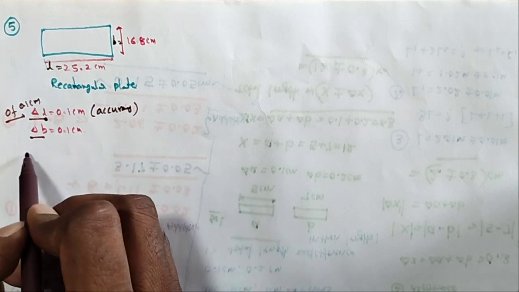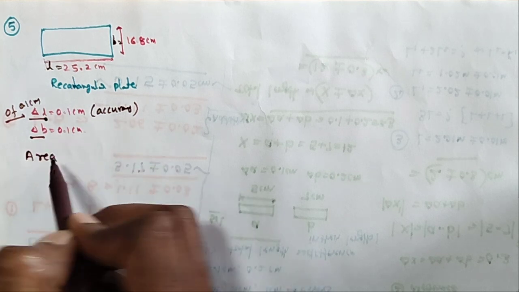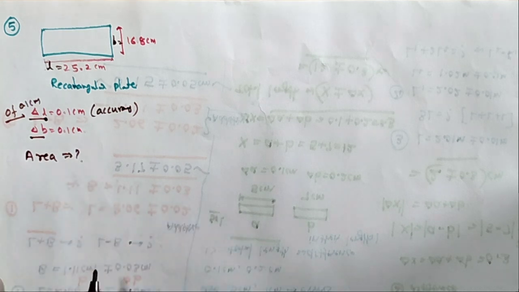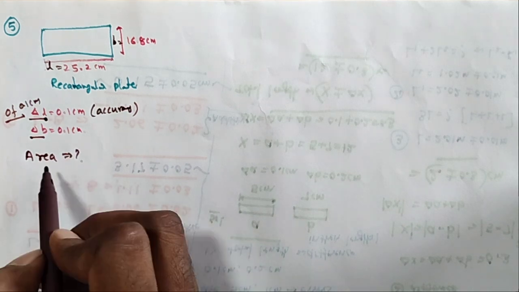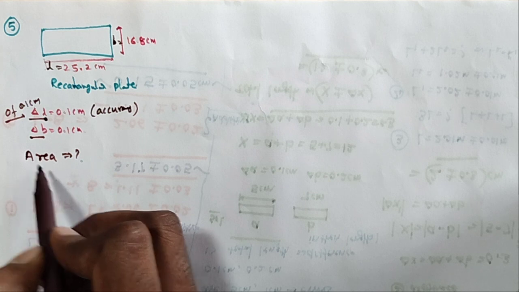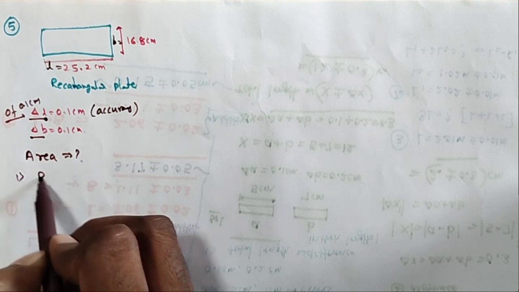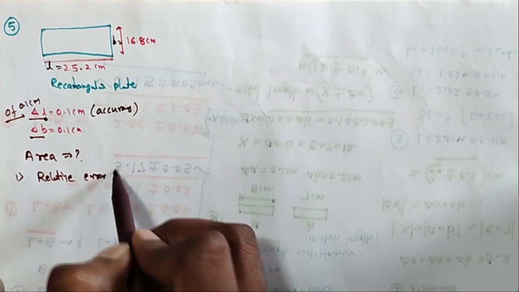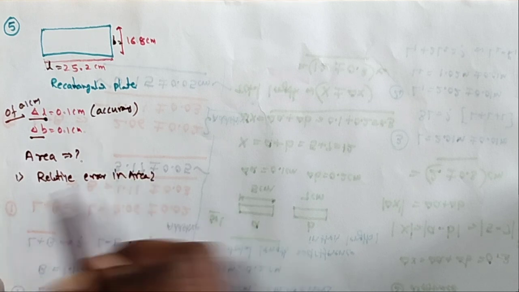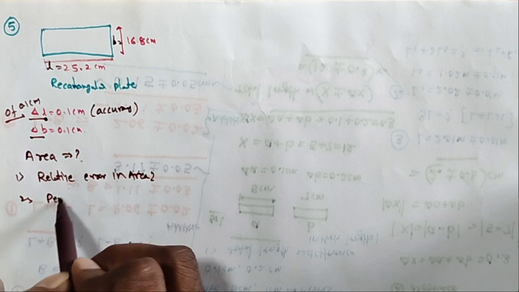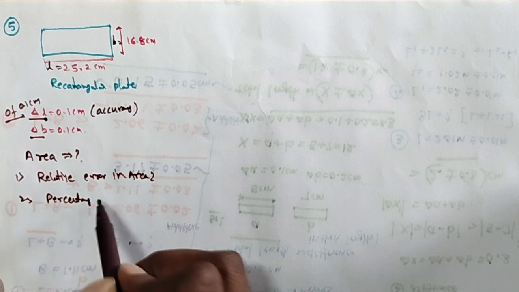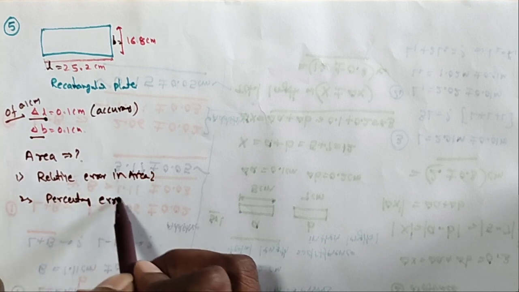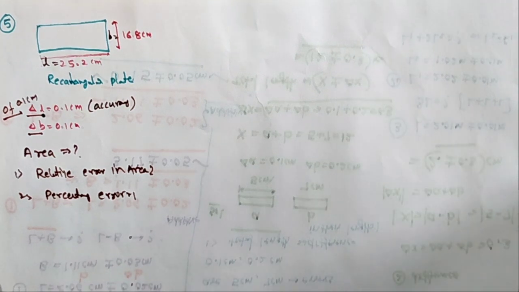So what is the area? Okay, this is the problem. And what is the relative error in area? That is the first question. The second one, the percentage error. Two questions are given.